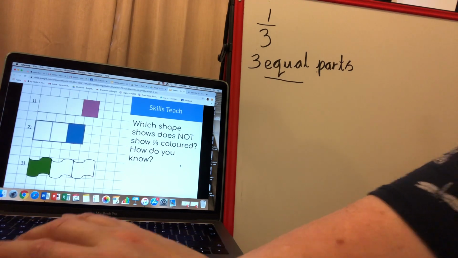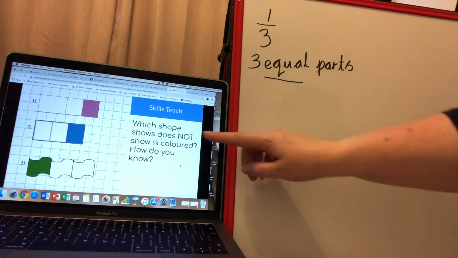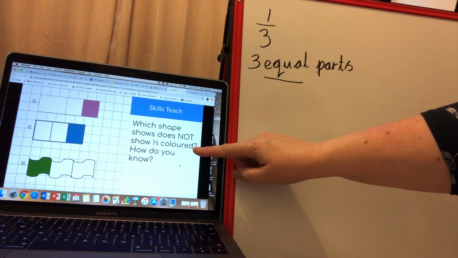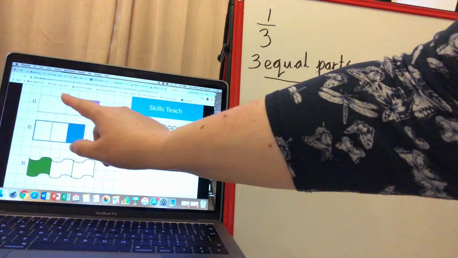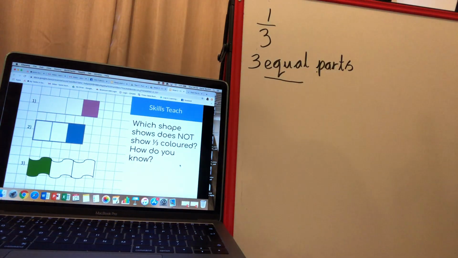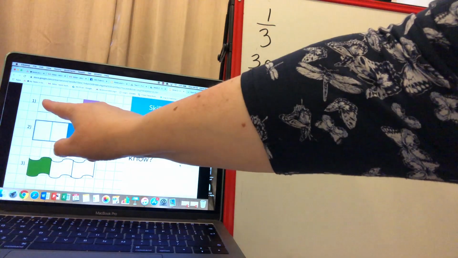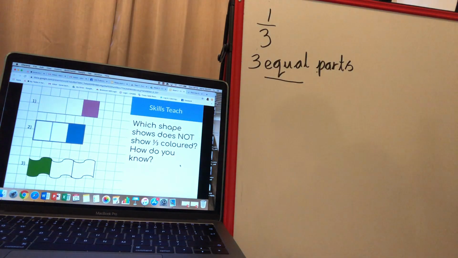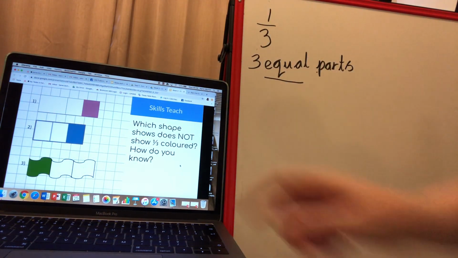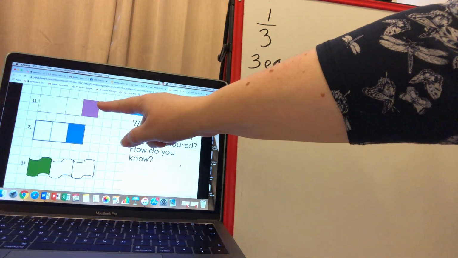Okay, next question. Which shape does not show 1/3 coloured? So I've got to look for the one that's wrong. I'm not looking for the right one this time, I'm looking for the wrong one. So number 1, has it got 3 parts? Yes. Are they equal? No, this one's bigger than these 2. This one's not 1/3. That's what we were looking for, one that's not 1/3. So number 1's the right answer.